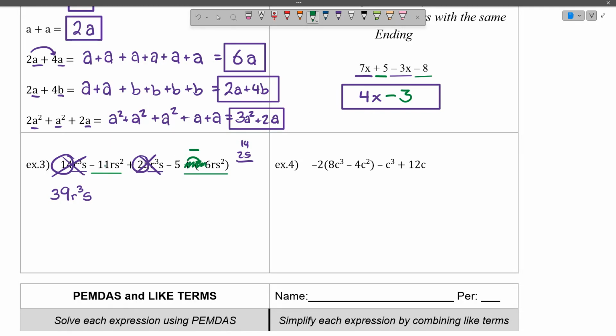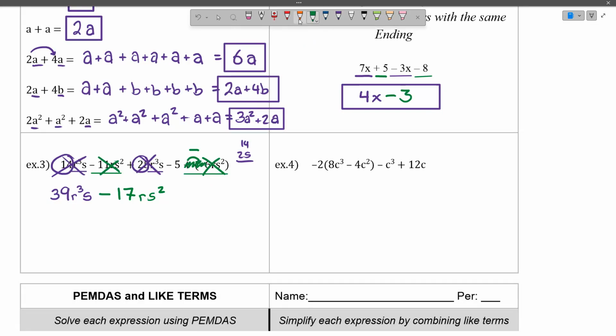So I have negative 11, negative 6. Those are the same sign, so I add them together. 11 and 6 is 17. And since they're both negative, it stays negative. And then I write the ending, rs squared. Okay, so I can cross these off.